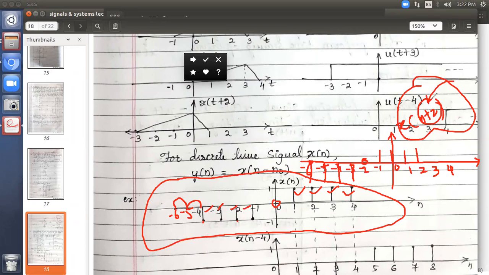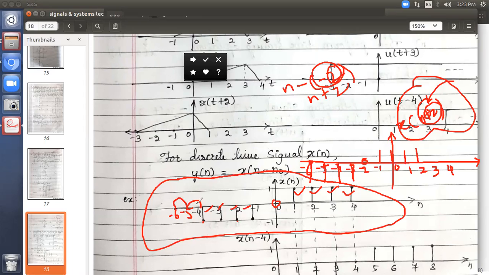X of n plus 2. Plus indicates left shift. As I had told you how to write n plus 2, it is n minus of minus 2. This becomes n plus 2, right? So your n naught value is a negative value. Hence, your signal should be shifted to the left side by a magnitude of 2. So 2 amount shift to the left side.